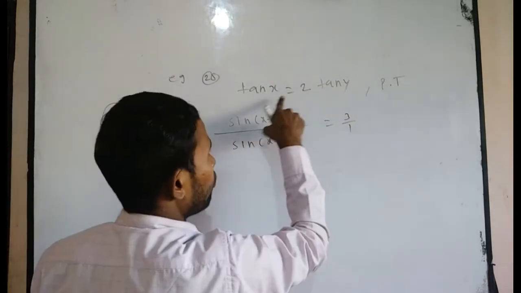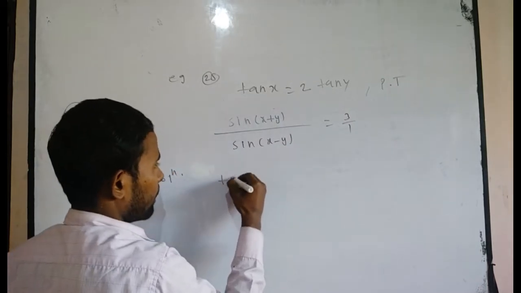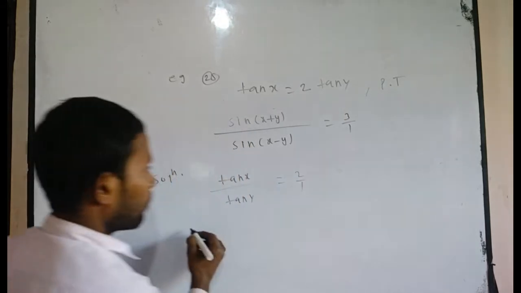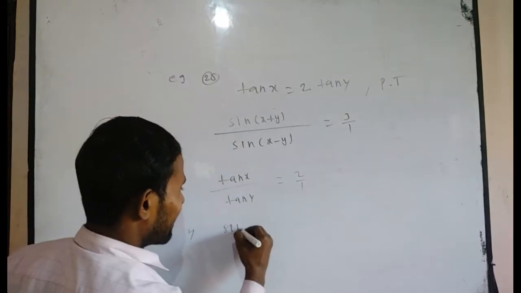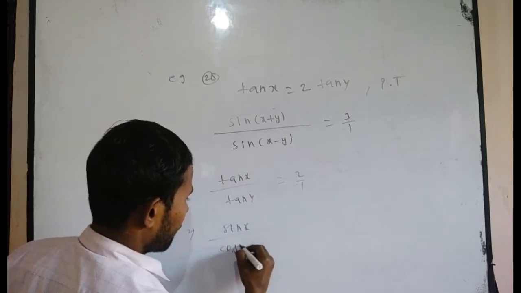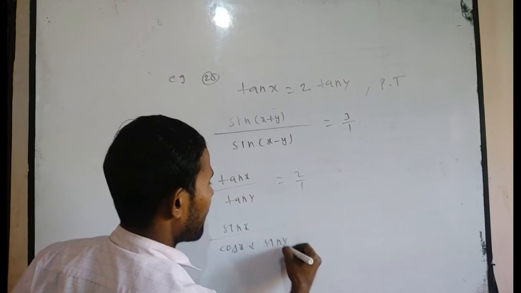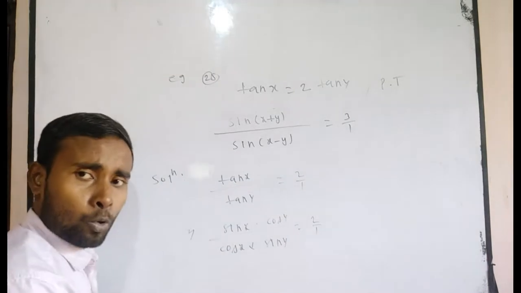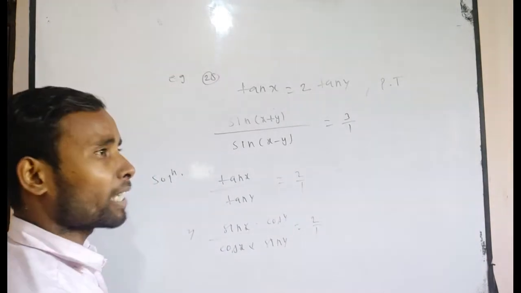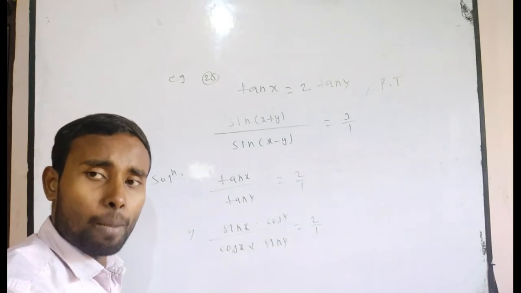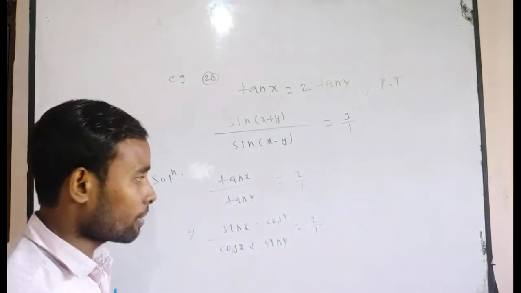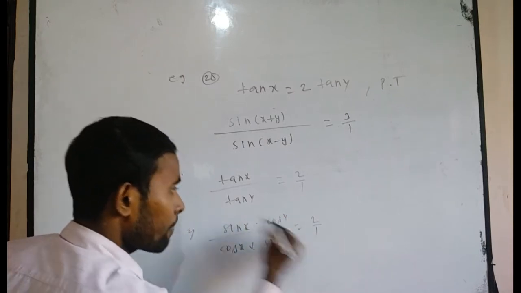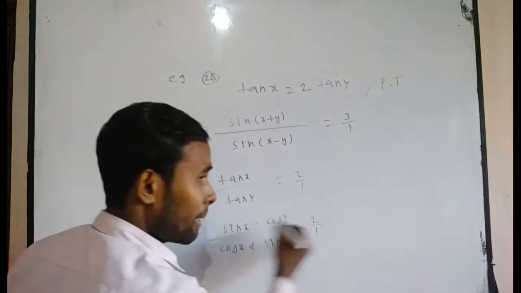How can you solve it? As you know that tan x is equal to 2 tan y, so can you write tan x by tan y is equal to 2 by 1? As you know, tan x can be written as sin x by cos x, and tan y can be written as sin y by cos y, which is equal to 2 by 1. If you apply here componendo and dividendo, as you know that if a by b is equal to c by d, then (a+b) divided by (a−b) is equal to (c+d) divided by (c−d). Here, 2 will be c and 1 will be d.